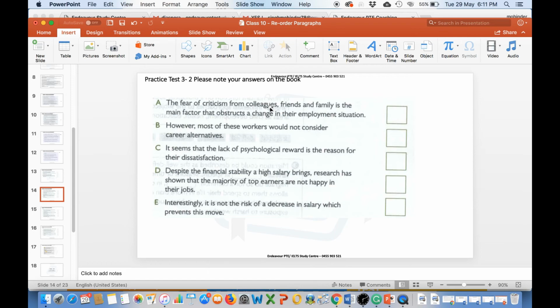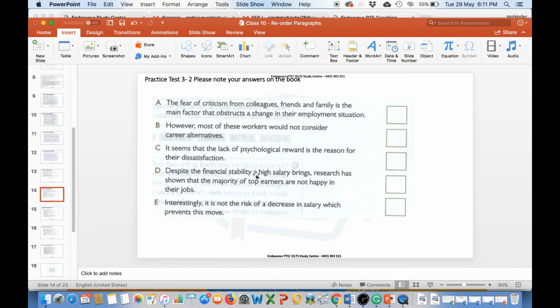The fear of criticism from colleagues, friends, and family is the main factor that obstructs a change in their employment. So we do not know whose employment they are talking about. So not "however", not my first one, a conjunctive adverb. "It seems that the lack of psychological reward." We use these sort of words when we are making an argument or trying to give more information about something. "Is a reason for their dissatisfaction." Then you have a pronoun as well. Whose dissatisfaction, we do not know yet.